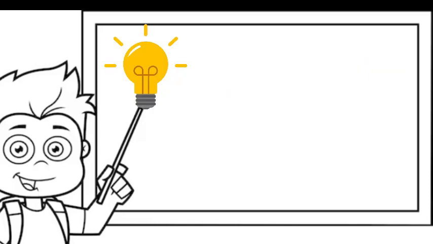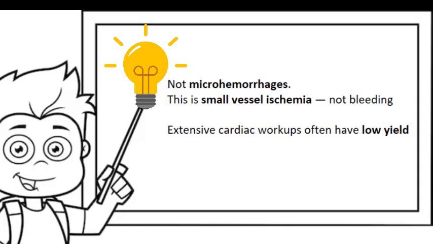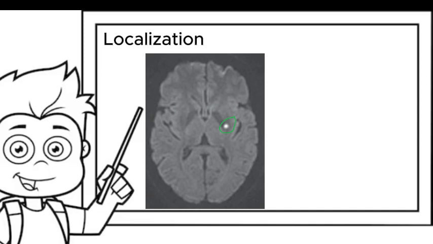But wait, let's be clear. This isn't about microhemorrhages. This is about small vessel ischemia, not bleeding. Because lacunar strokes are small vessel diseases, extensive cardiac workup often has low yield. Basic investigations like a transthoracic echocardiogram and cardiac monitoring are still part of comprehensive stroke evaluation, especially if a patient has other risk factors. Let us localize.